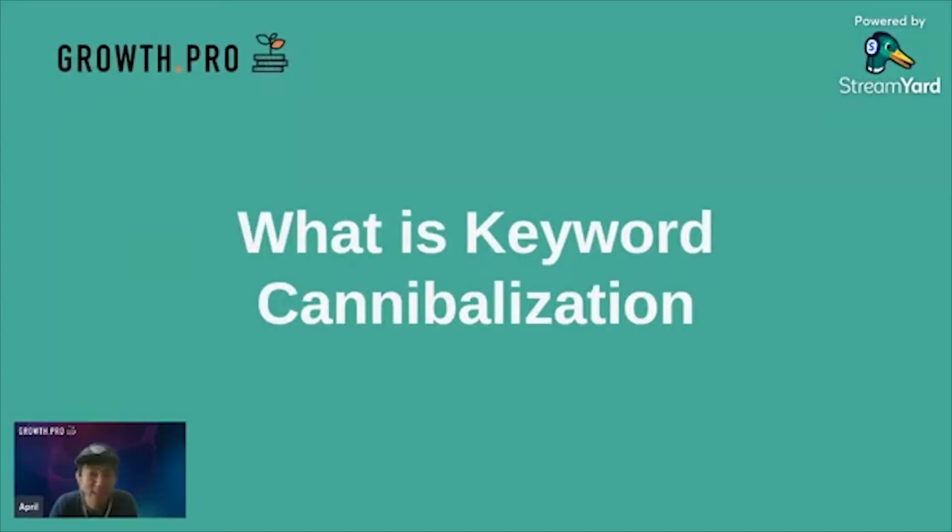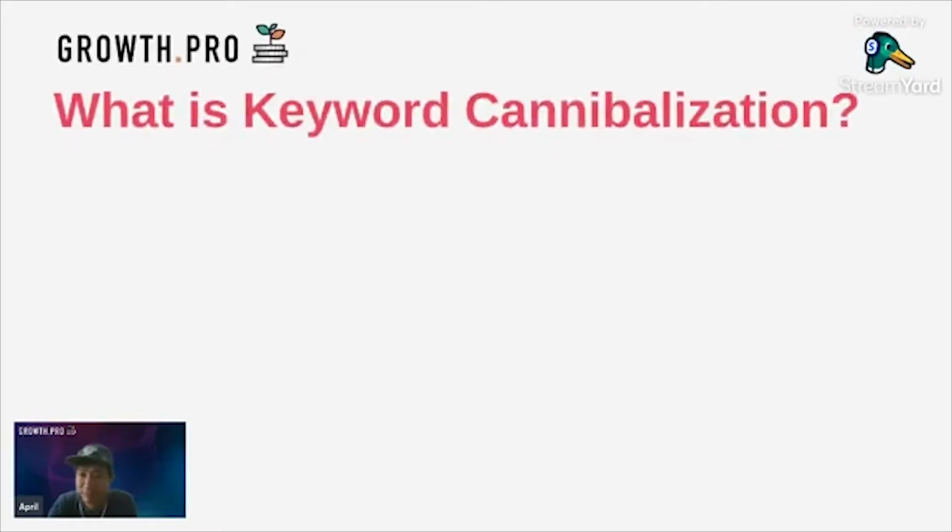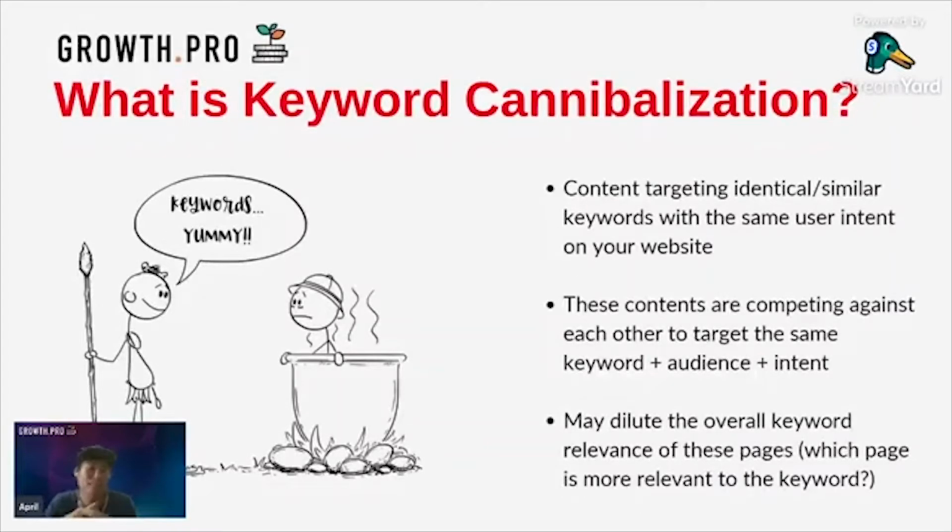What is keyword cannibalization? So keyword cannibalization basically means you have multiple contents targeting the same or similar keywords with the same user intent on your website. The user intent here means that every time someone uses a keyword to search on Google, they are looking for something. That is what we call the user intent. So if you have the same kind of content targeting the same keywords with the same user intent on your website, that is what we consider keyword cannibalization.